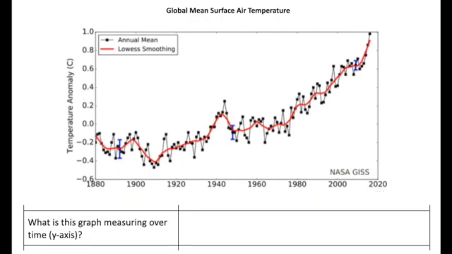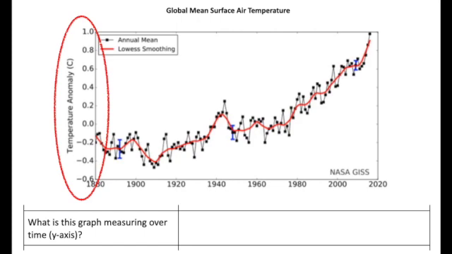In the first graph, the y-axis simply showed a temperature in degrees Celsius, much like a thermometer. This y-axis is more complex, instead showing the temperature anomaly in degrees Celsius. The interval of the y-axis is 0.2 degrees, starting from negative 0.6 degrees and increasing to 1.0 degrees. So what is this actually measuring?